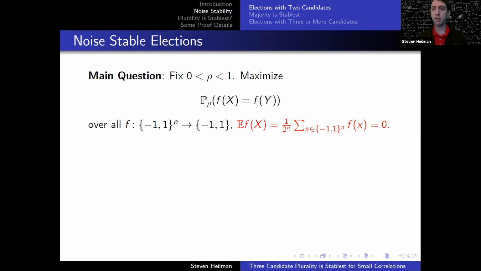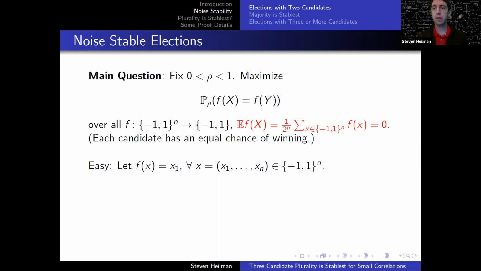The way I phrased it is not quite as obvious, but answering this question where we add the constraint that each candidate has an equal chance of winning, that's also easy. You could take any function that depends on one coordinate in this way. So f of x is x1, for example. This will maximize the above probability.